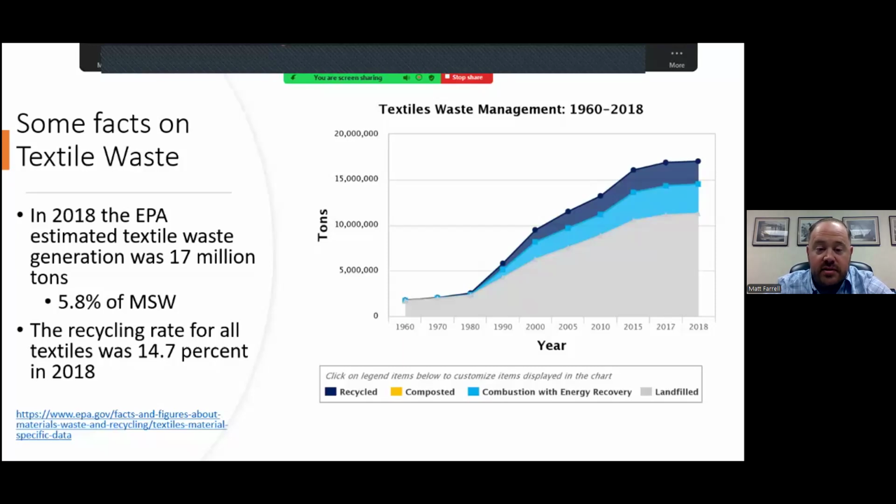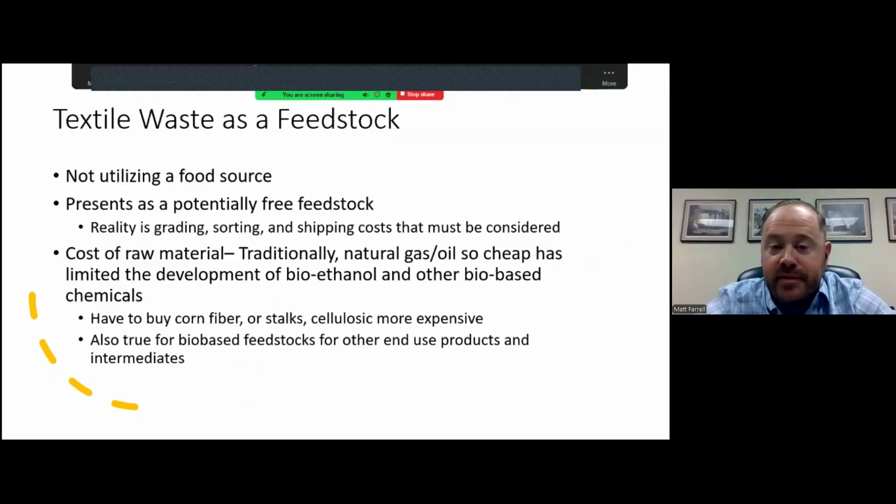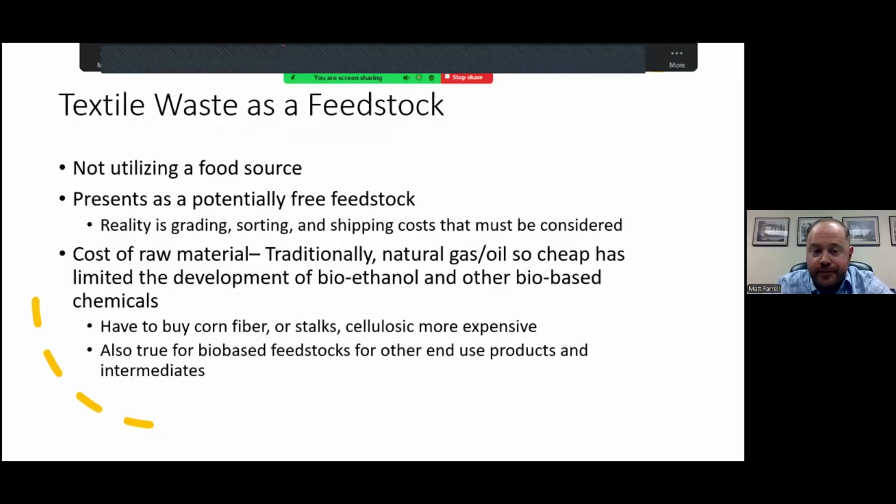What this shows us is there's a tremendous opportunity to utilize textile waste if we can find something to do for it. And so, of course, what does that mean if we want to use textile waste as a feedstock? One of the things that comes up as an argument against trying to utilize feedstocks to make things from a bio perspective is if you're utilizing a food source. Obviously, the old clothes you've thrown away and don't want anymore aren't a food source for us anyway. And so that's a great selling point.